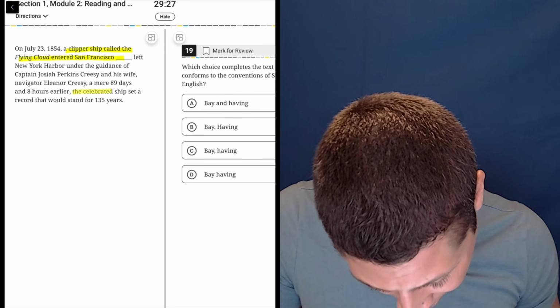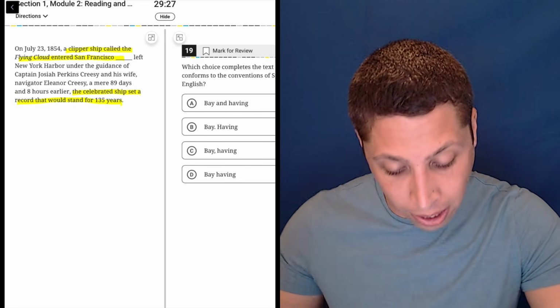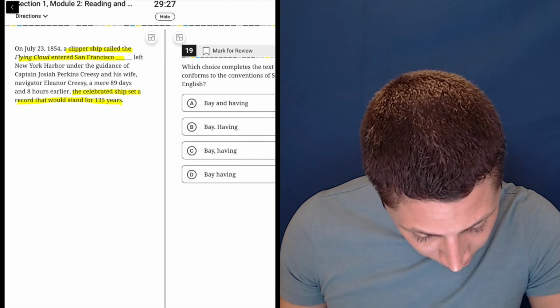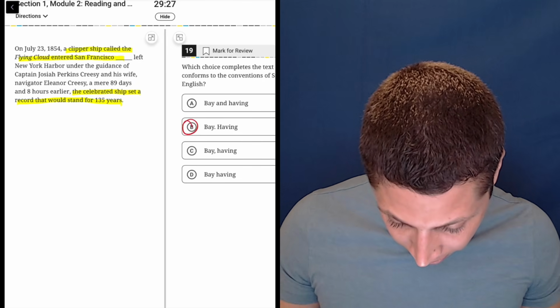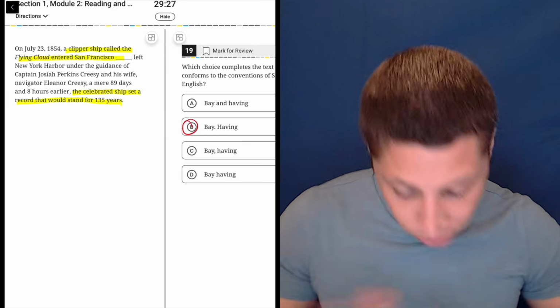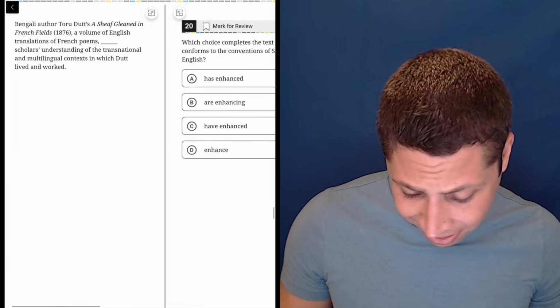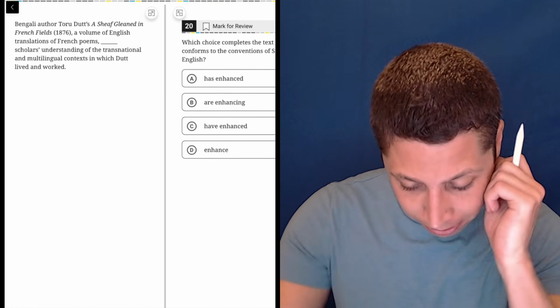The actual sentence, though, is this. The celebrated ship set a record that would stand for 135 years. So there are two sentences here. I need to break it apart. So the only thing that's going to do that is a period. Having left New York Harbor under the guidance, yeah, because there's no other break here. So I need something strong. I need a period. Oof, man, that's a messy sentence. This is terrible writing, but whatever.